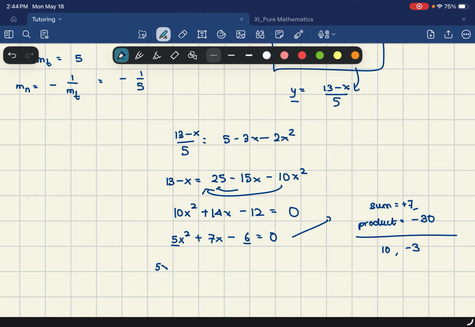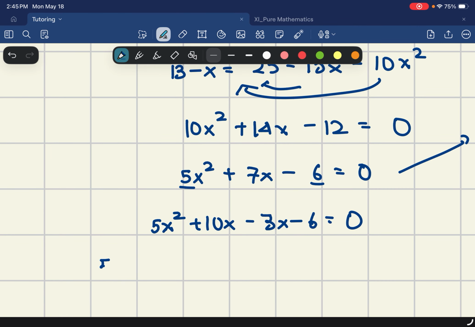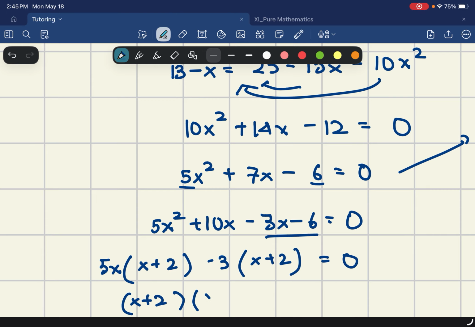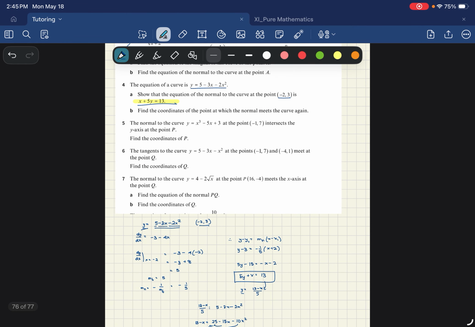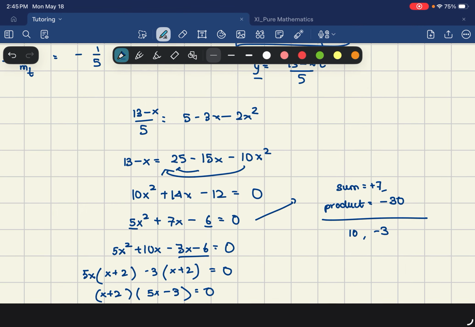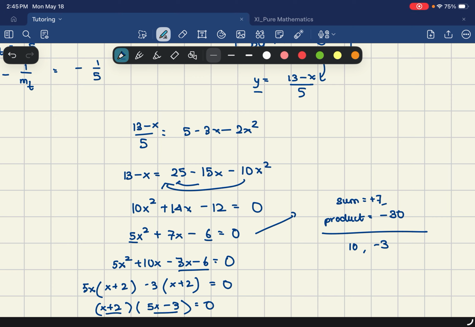So now 5x squared plus 10x minus 3x minus 6 gives me 0. Now I can factor out a 5x from my first two terms, so I'm going to get x plus 2. You factor out a negative 3 from these two terms, you're going to get x plus 2 again. So you factor out x plus 2, and you are left with this expression. So x equals negative 2 was given. We know that it already meets at this point, negative 2 comma 3, so we need to solve for the other part. We need to solve for this.